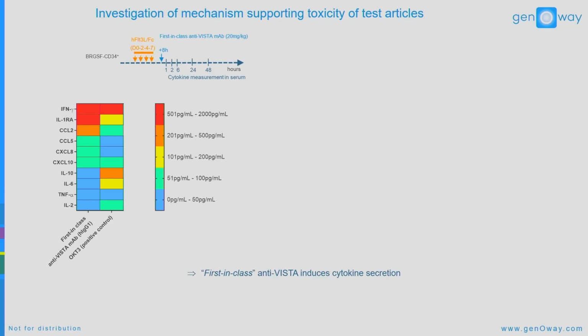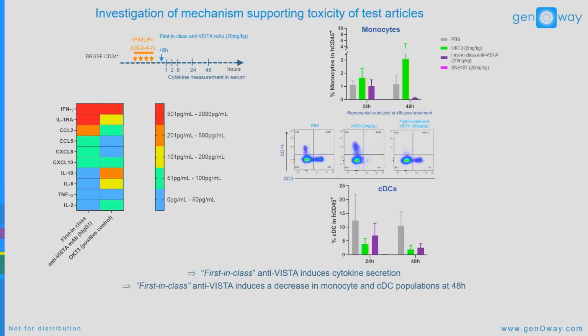So we went further. We tried to understand what could be the cause of that cytokine release. We investigated different immune cell populations in the anti-VISTA treated mice, and what we observed is that, looking into the VISTA-expressing cells, the monocytes, we see a very drastic depletion of that compartment upon treatment with the anti-VISTA. So we said, okay, could we now use this to test a new generation of anti-VISTA?